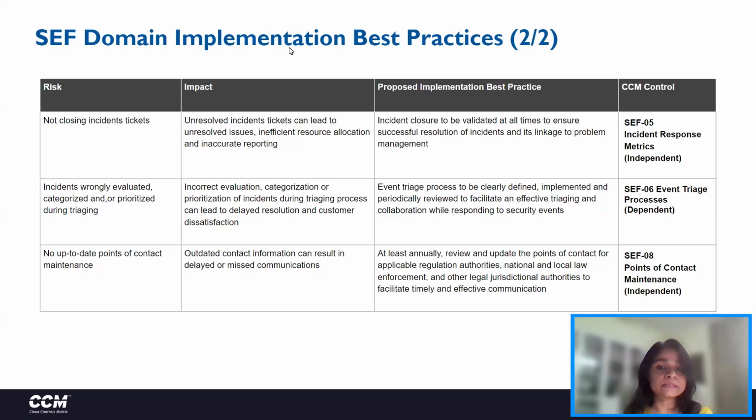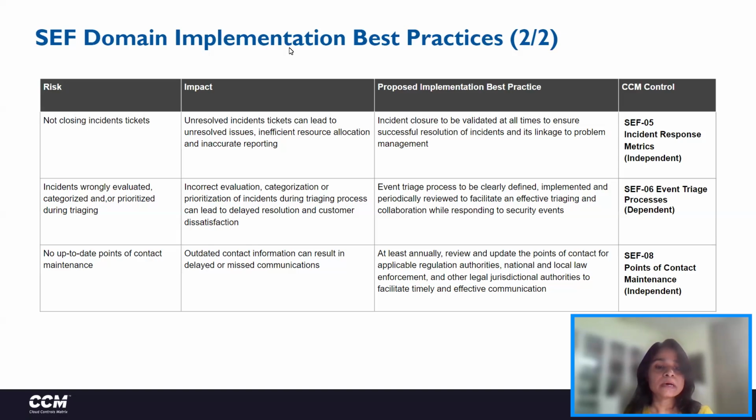The next one that you see: not closing incident tickets. The impact that will result is unresolved issues, inefficient resource allocation, and inaccurate reporting. How do you mitigate this? Incident closure must be validated at all times. Do refer SEF 05 in order to mitigate this.